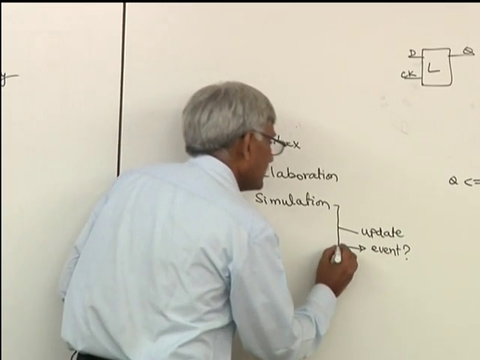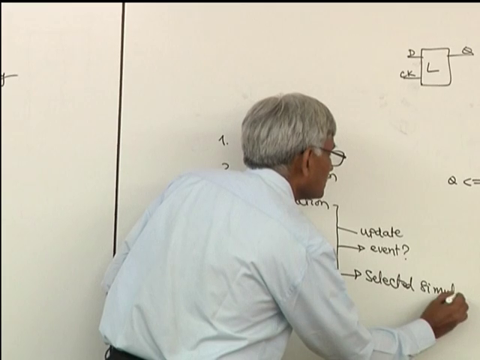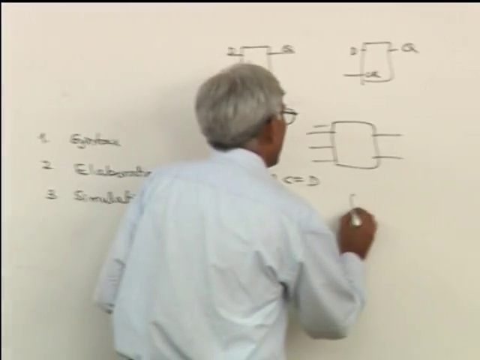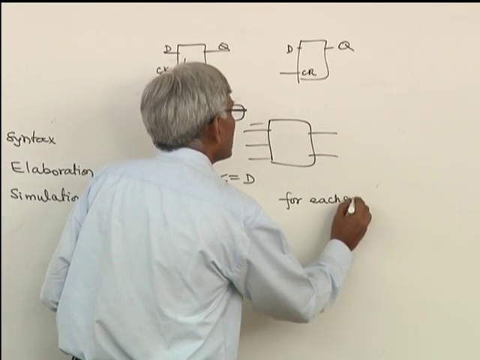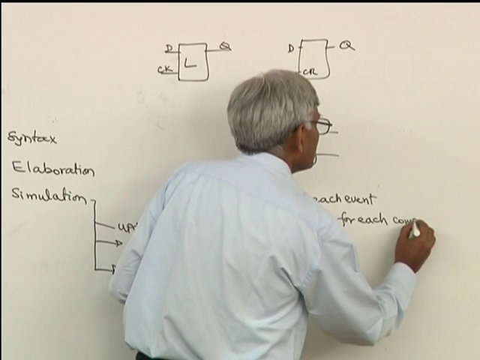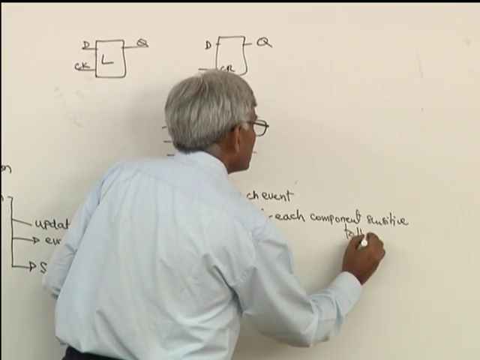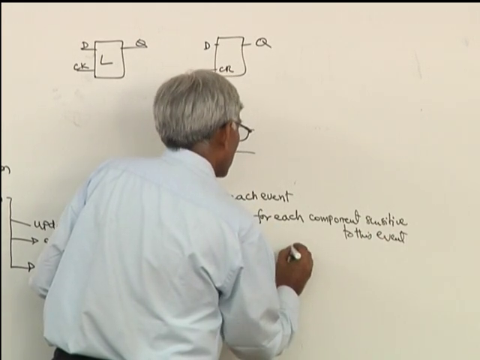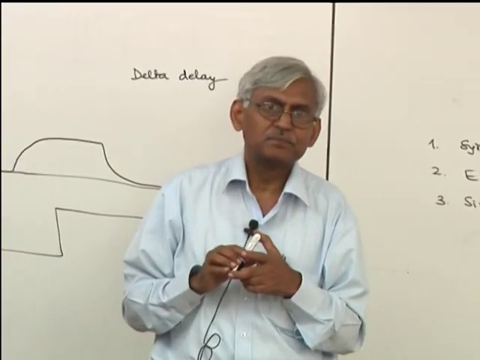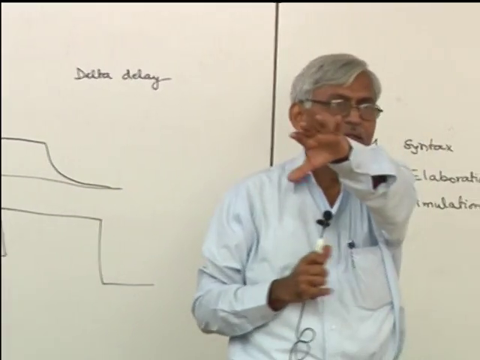And the next is called selected or selective simulation. And what you do is a nested loop: for each event, for each component sensitive to this event, resimulate the circuit. So, more than one event may have occurred. So, you take an event, then you go to your data structure. Who cares about this event? So, you will say circuit A and circuit B care about this signal.